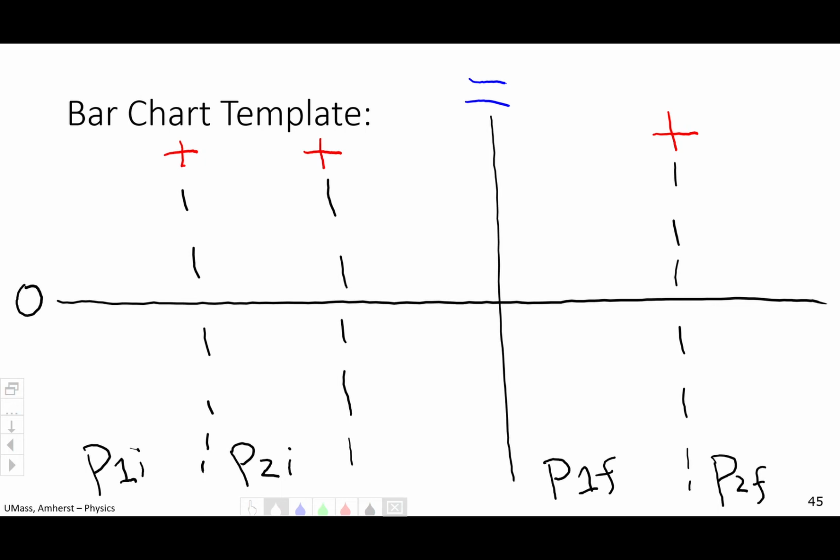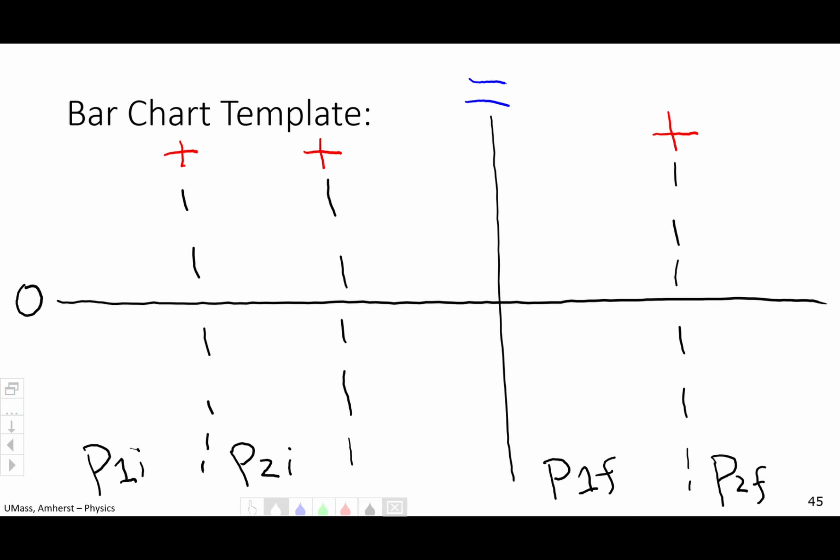Before I go on, on the left-hand side, we're basically only going to deal with two object collisions in this unit. So each of those objects will get its own column, both initial and final. So P1 initial means the momentum of object 1 before the stuff happens. P2 initial is the momentum of object 2 in the before times.